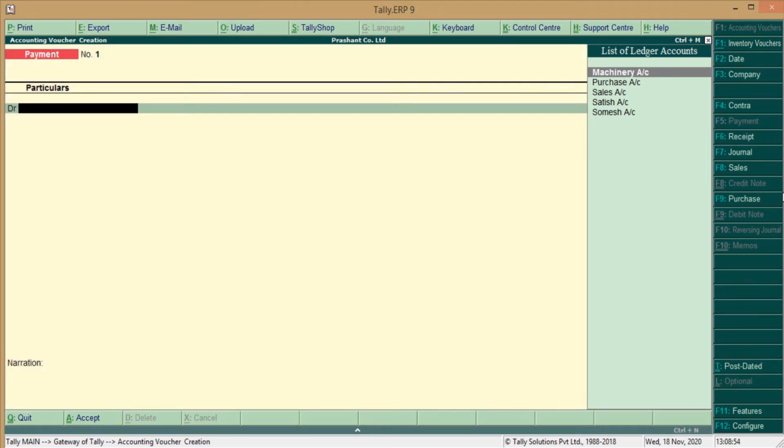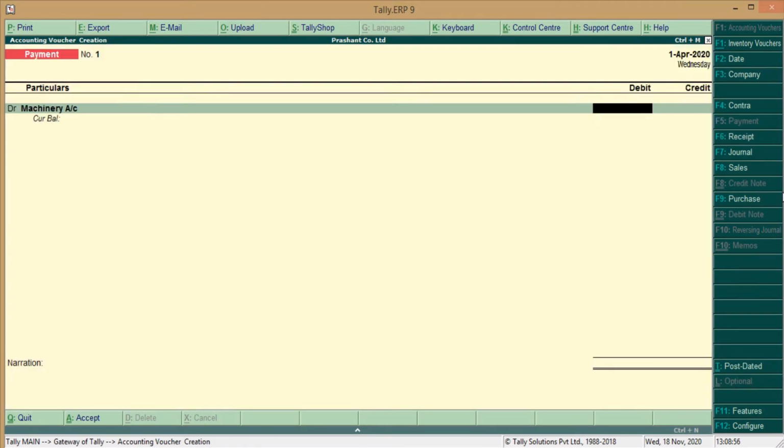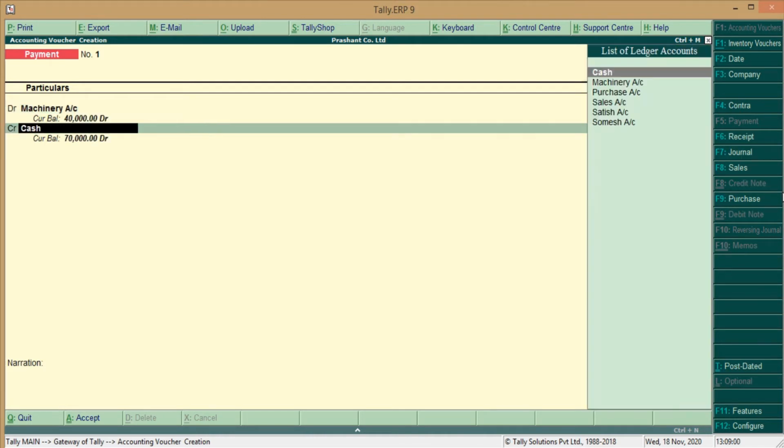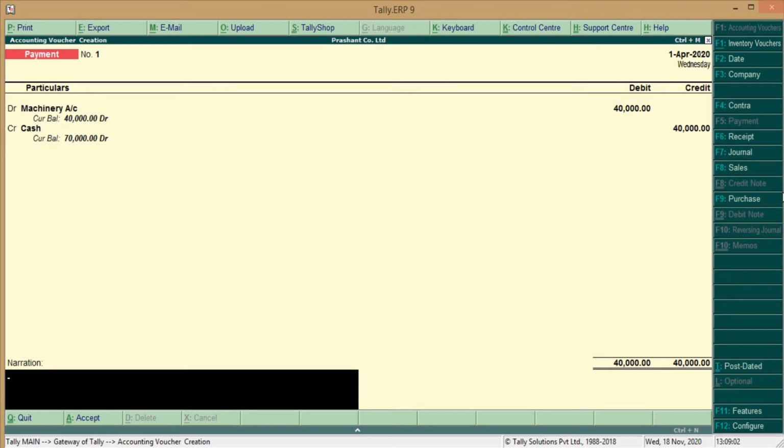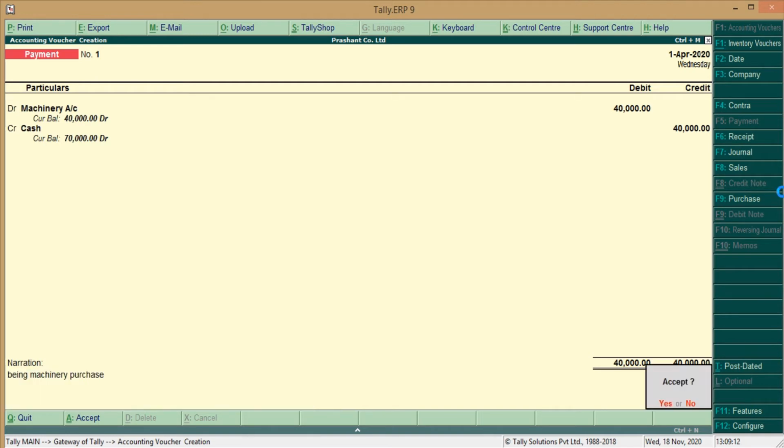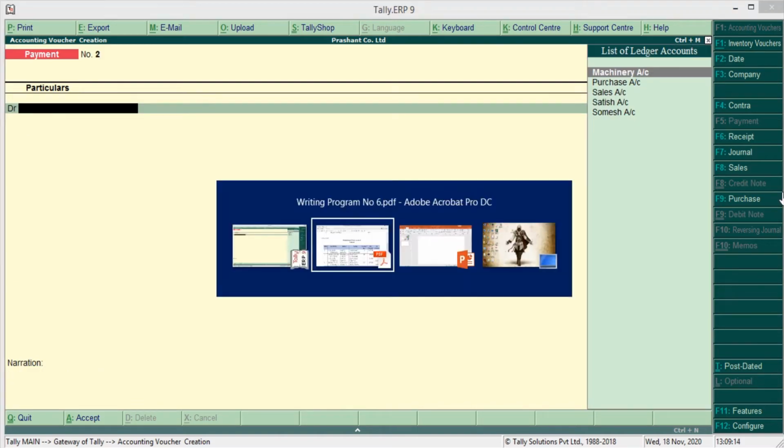debit. What should be debited? Machinery account should be debited of rupees 40,000, by cash 40,000, being machinery purchase. So the second transaction is completed.